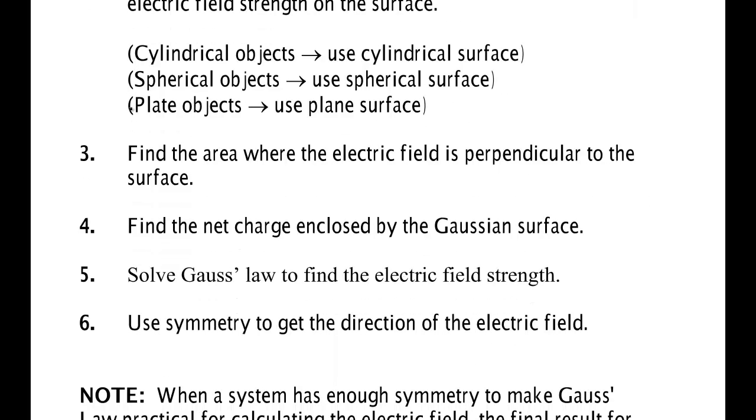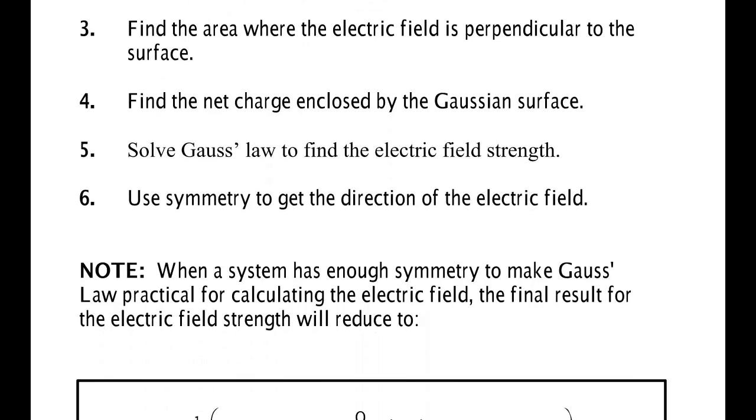It's a general rule. For cylindrical objects, use cylindrical surfaces. For spherical objects, use spherical surfaces. And if you're looking at a plate, as in a parallel plate capacitor, in the next chapter, we'll use plane surfaces. Make the surface the same as the shape of the object you're trying to solve. Find the area where the electric field is perpendicular to the surface. In our case, the area is 4 pi r squared, for our sphere, where r is the radius of our Gaussian surface.